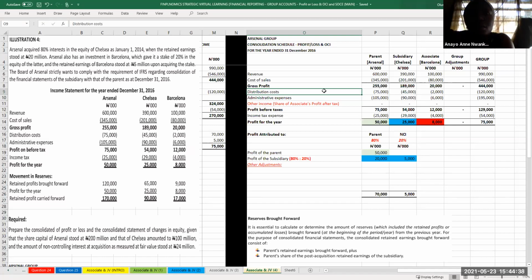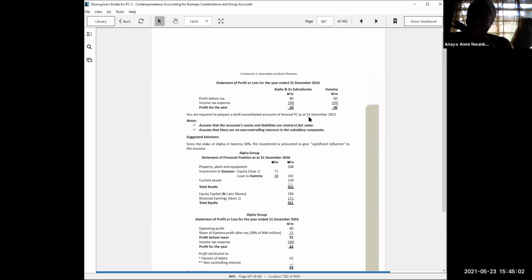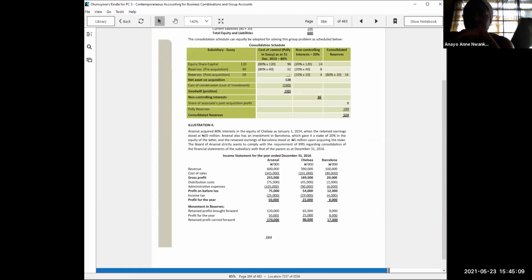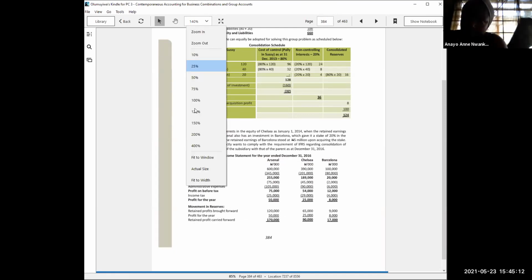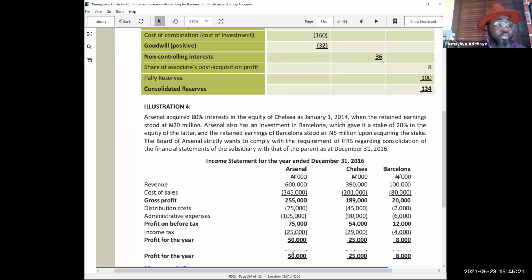Okay, but it's quite tiny. Tiny? Okay, let me share the text so I can enlarge it. Okay, proceed.